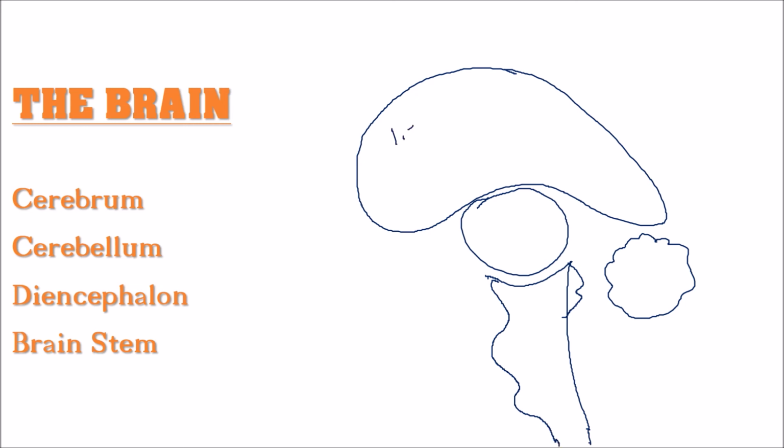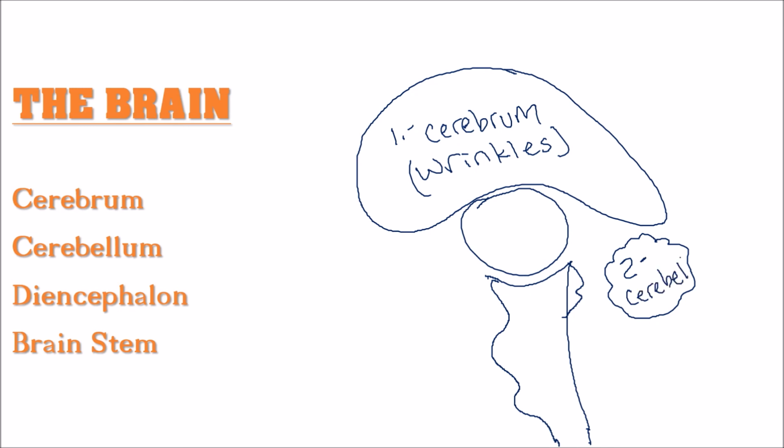Section 1 would be the cerebrum, sorry, I said cerebellum. And that's the wrinkly area. And then let's do the cerebellum. The cerebellum is little brain. And that's in the back. Then the ball in the middle is the diencephalon.